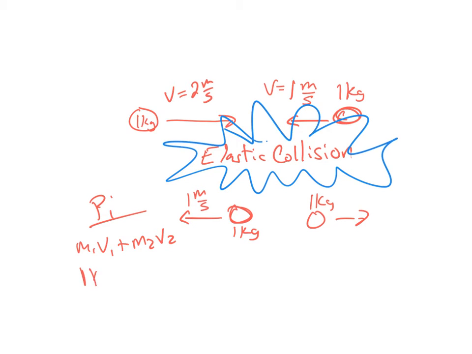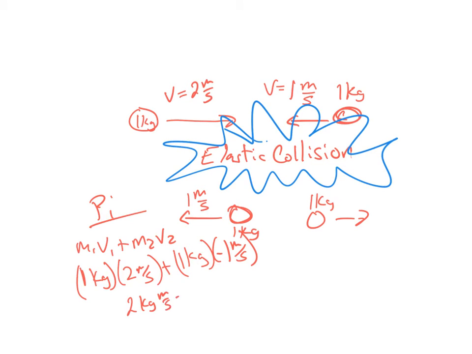So we have 1 kilogram times 2 meters per second plus 1 kilogram times, and here's where we have to be careful, negative 1 meters per second, because it's moving the opposite direction. Velocity is a vector. So we have 2 kilogram meters per second minus 1 kilogram meter per second. So our total momentum beforehand is 1 kilogram meter per second. That is a positive value, which means the total momentum is to the right.